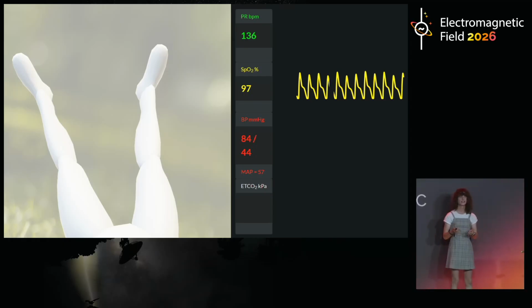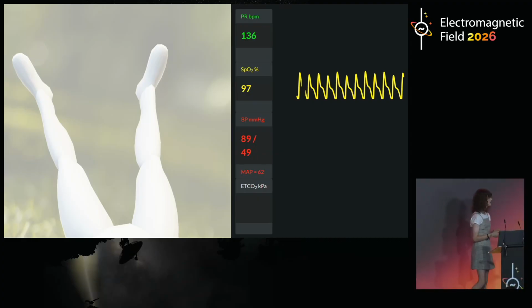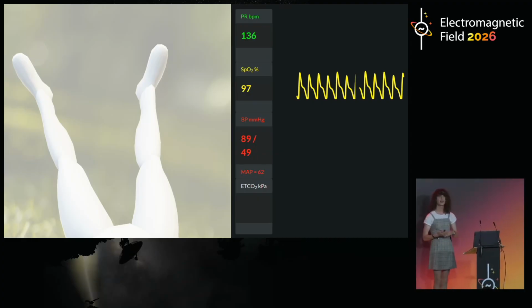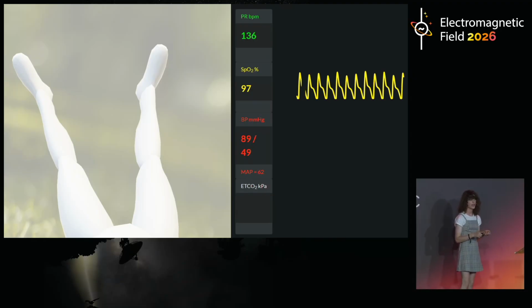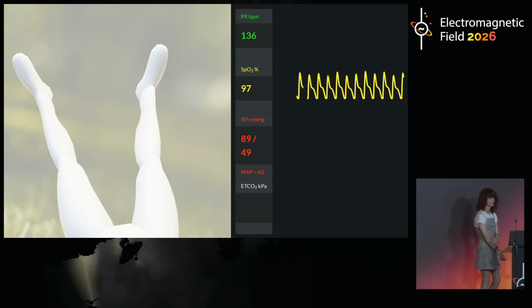And lo and behold, if we take that blood pressure again, we can see that the blood pressure has gone up. It's still not as high as I'd like it to be. It's still a low blood pressure, but it's a lot higher than it was before. So we know that this patient is fluid responsive. That's also important because it suggests that we might be looking at someone who's not got enough volume in their tank. So let's have a think about what the root cause of that problem might be.